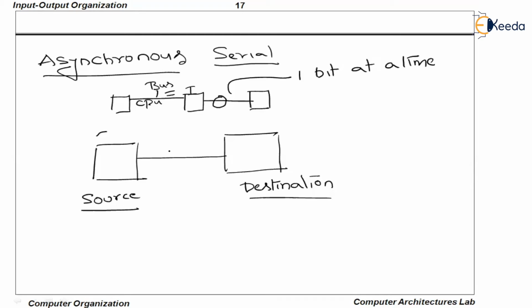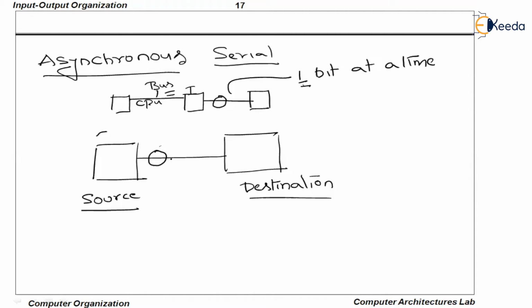Now there is no strobe, there is no destination, there is no bus system, and there is nothing except a single line. In the single line, how many digits can you transfer? Only one digit will get transferred. Let us see how the serial transfer is going to happen.